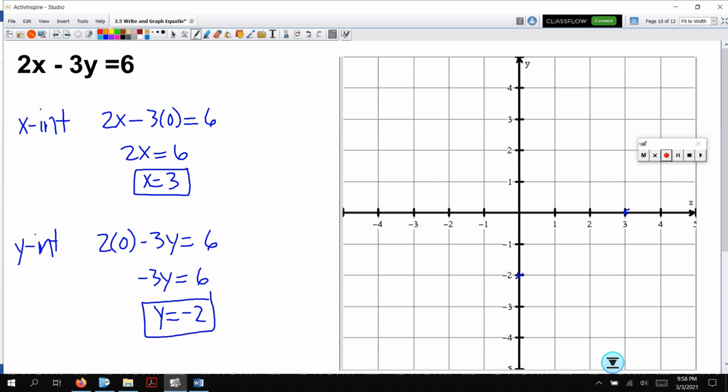So at that point, that actually wasn't too bad. All right, graph my line. X and y intercepts when you see standard form. Think about that.